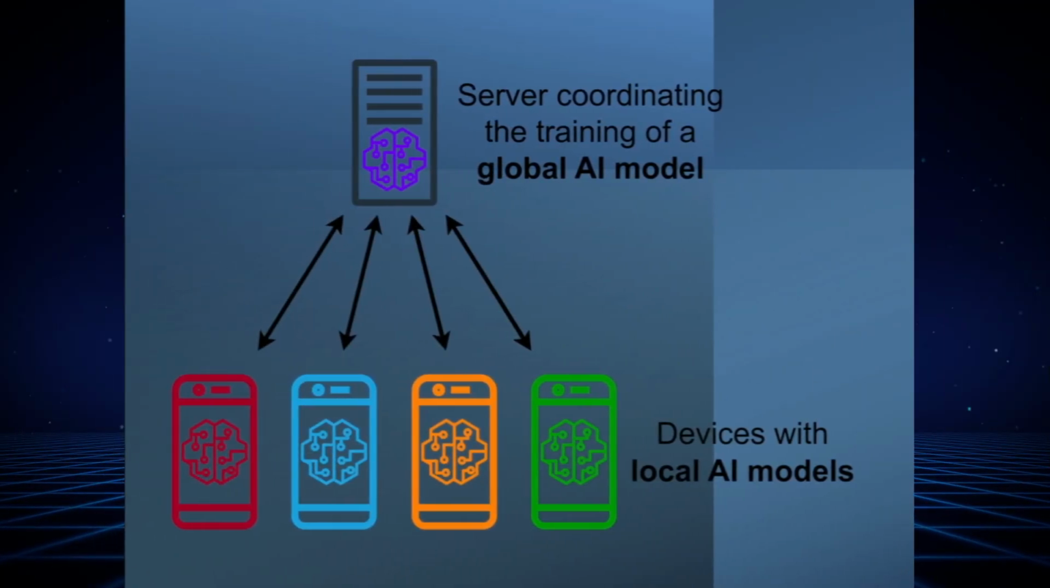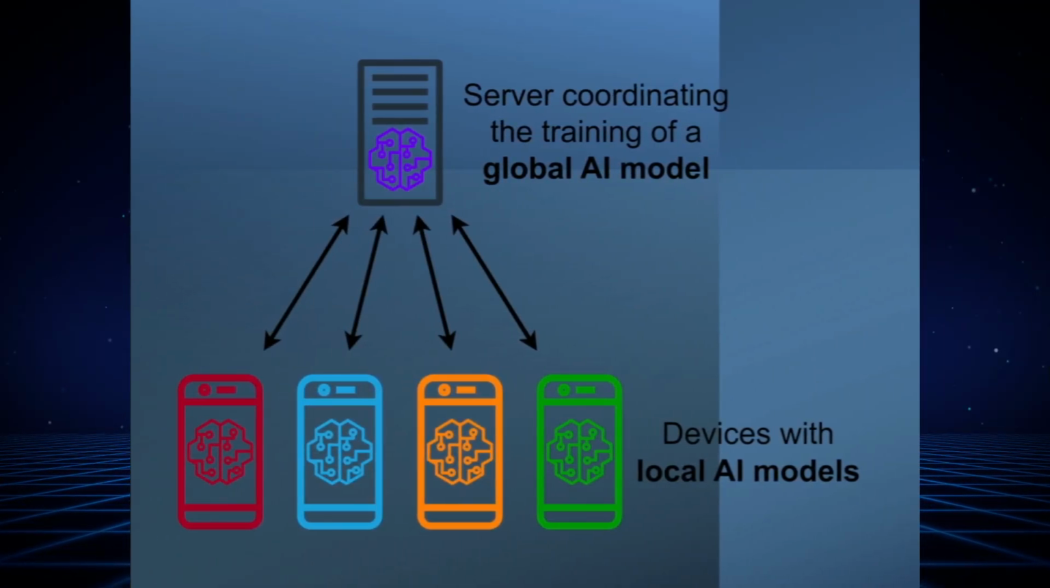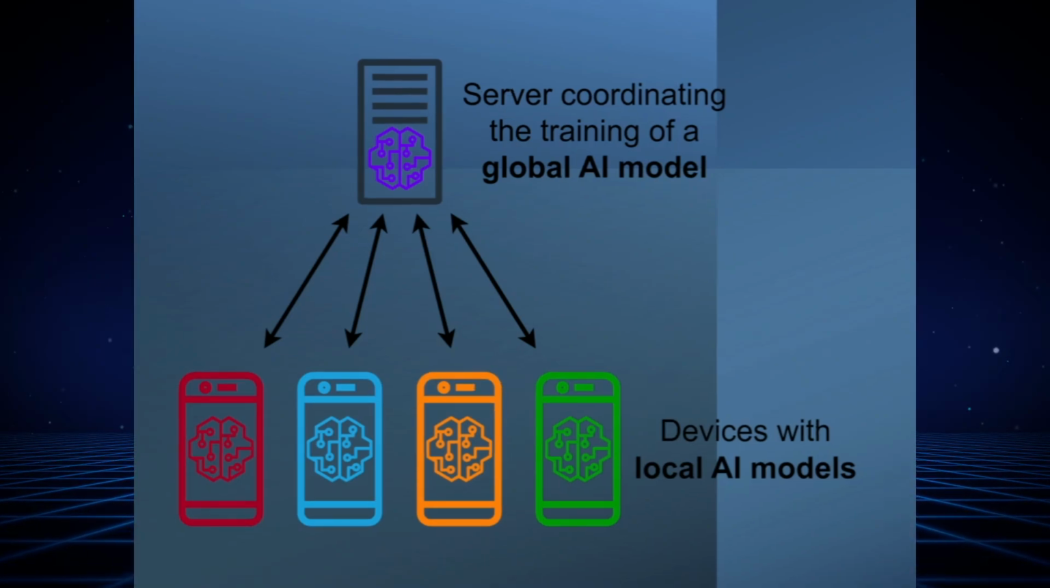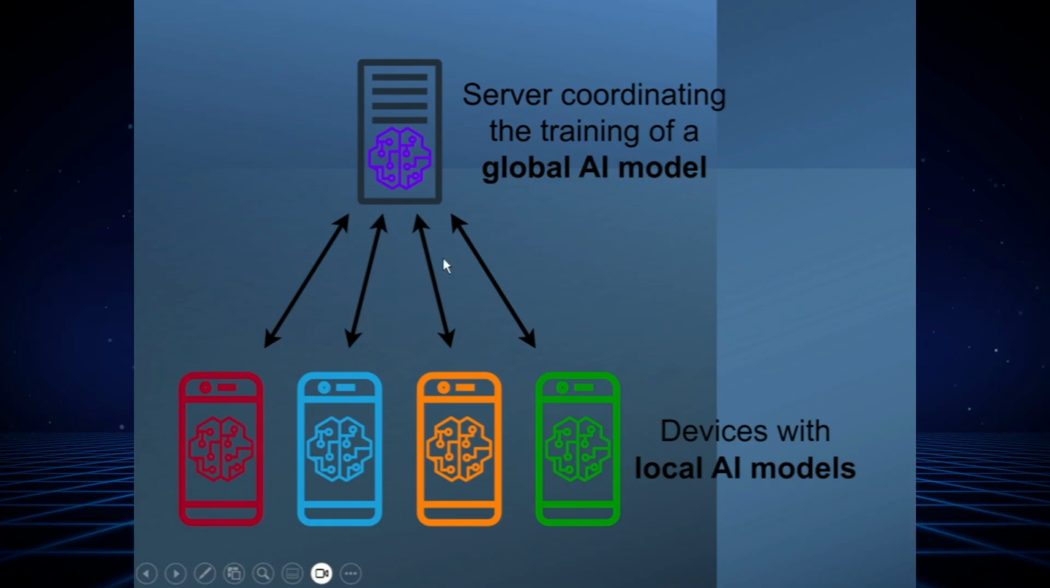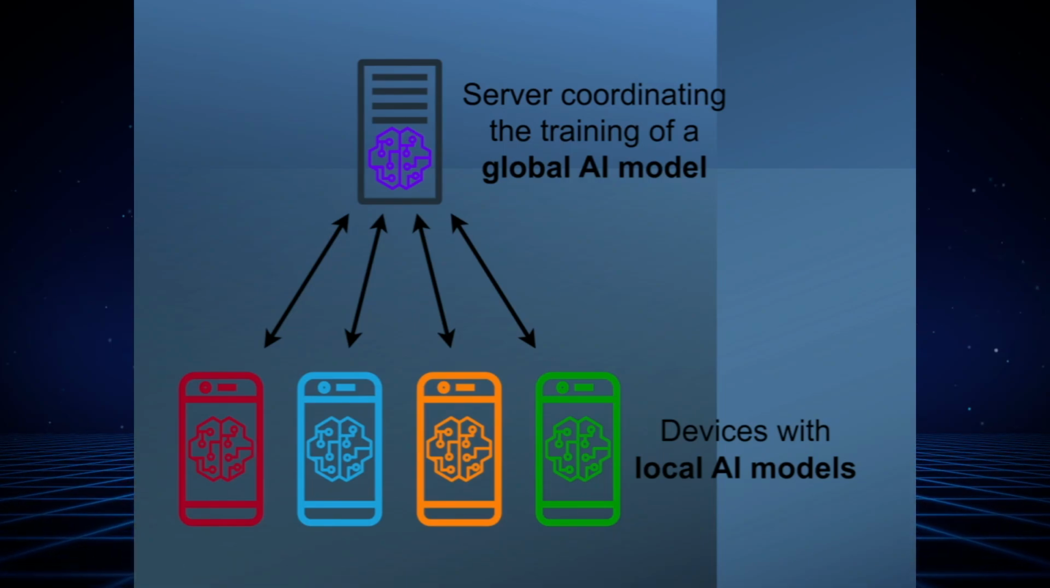System architecture. At the top, there's one central server. This server's job is to coordinate the training of one big AI model, the global model. At the bottom, you see multiple phones, or devices. Each one has its own local AI model. These devices train the AI model on their own data, like photos, messages, or health records, without sending that private data anywhere. Once training is done, the devices send only the learned updates, not the data, to the central server. The server combines these updates and makes the global model better. Then it sends the improved model back to the devices, and the process repeats.